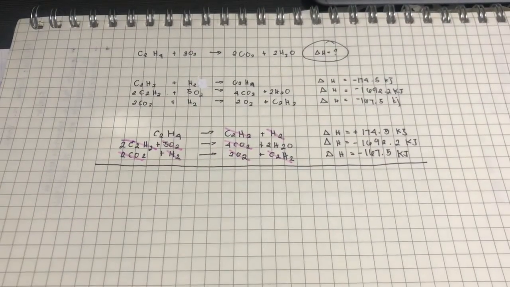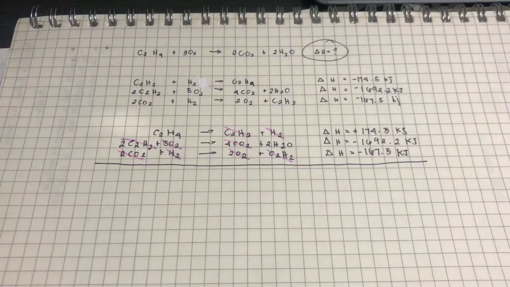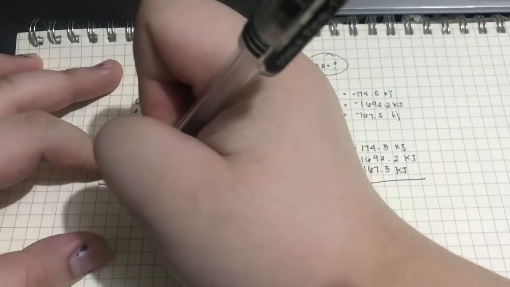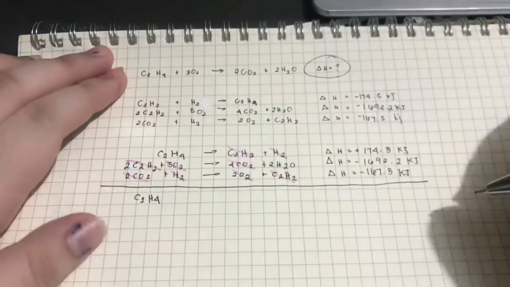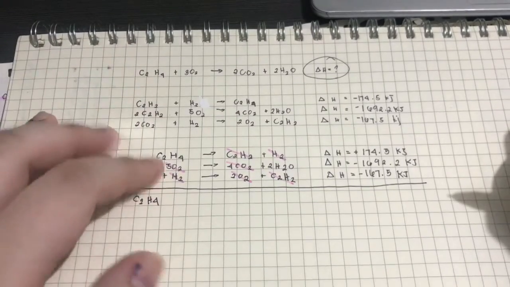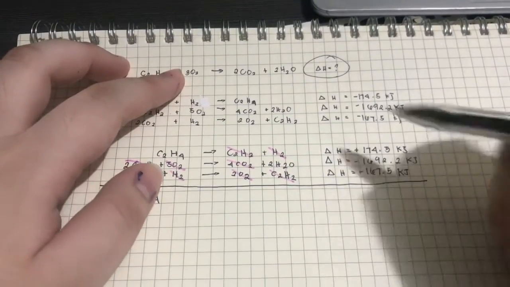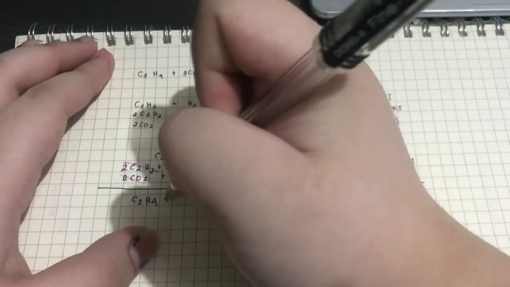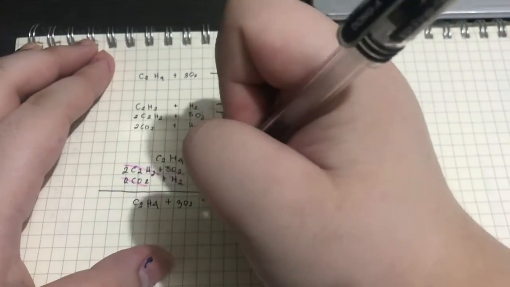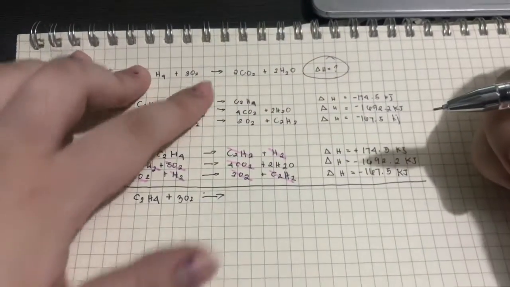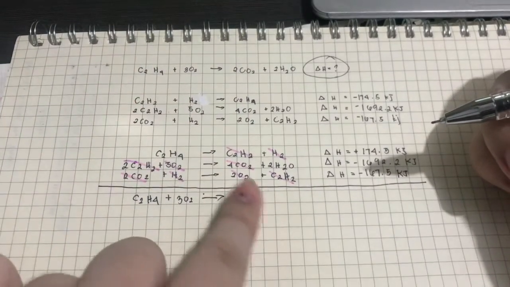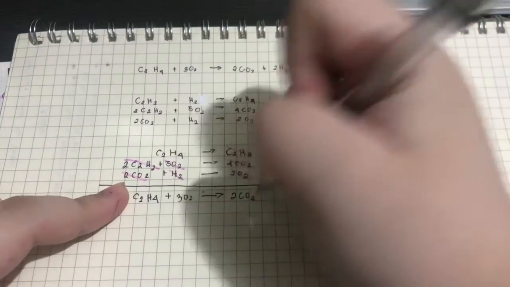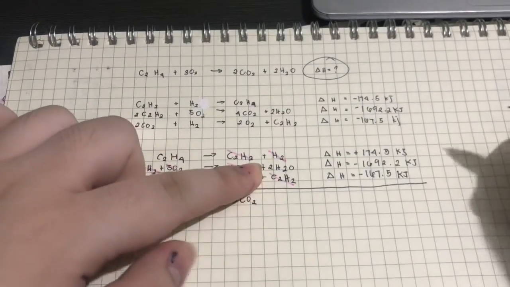So now we will write down what is remaining. First, we write C2H4, which aligns with our reaction above. Next is O2. We need 3O2. Since we canceled 2O2 and 5O2, we still have 3O2 remaining. Next, we need 2CO2. We have 4CO2 canceled by 2CO2, so we still have 2CO2 remaining. And lastly, copy 2H2O.